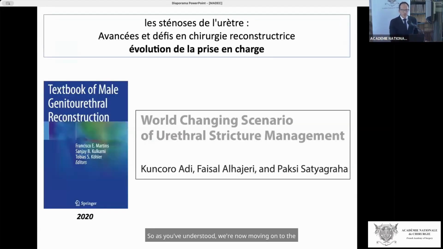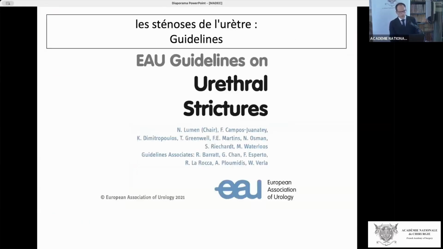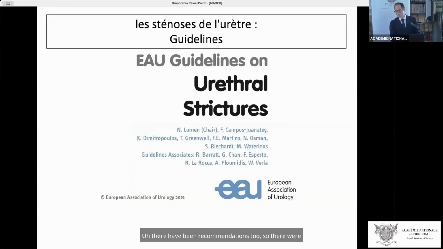So as you've understood, we're now moving on to the curative treatment of urethral strictures, which is reconstructive surgery. And so for about 20 years now, and especially since 2020, there's clearly been a shift in the scenario for managing urethral strictures. Everyone agrees on this. And many techniques have been described, and the techniques have become more refined to know which surgery for which type of patient. There have been recommendations too.